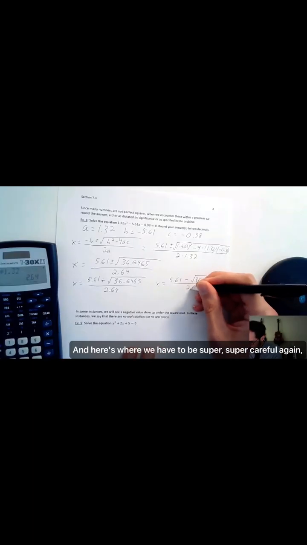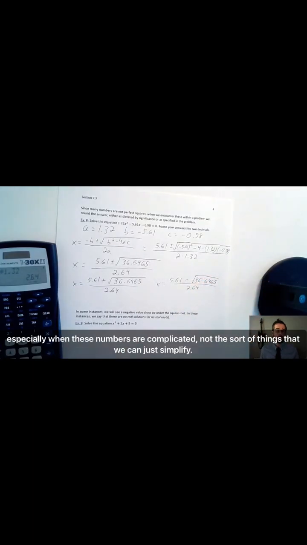And here's where we have to be super, super careful, again, especially when these numbers are complicated, not the sort of things that we can just simplify, right? There's no value that just squares to be 36.6465. So the best we can do is simplify that numerator by doing 5.61 plus the square root of that 36.6465. When I work out that numerator, I get 11.66. Again, we don't want to round at intermediate steps.